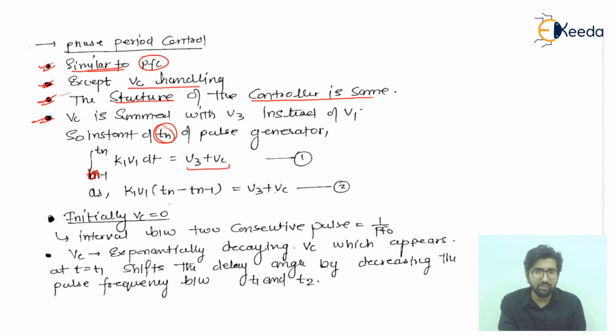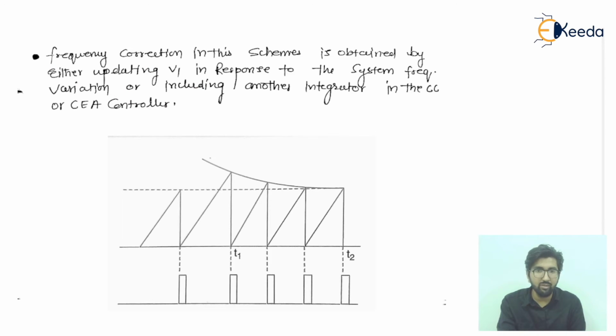But the thing is that the Vc is initially equal to 0, and that is actually representing the interval between two consecutive pulses, and that interval is 1 upon Pf naught. So that we have discussed. Here Pp is the pulse number, and F naught is the nominal frequency, or you can say the system frequency. If you talk about the characteristic curve for the Vc, it is actually exponentially decaying, and it appears at t equal to T1. So like this, it is exponentially decaying.